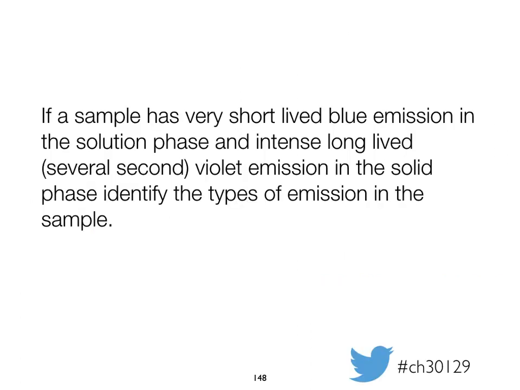So again, I've included one of these Twitter questions. This is kind of a proper problem-based example of what happens in the lab. So I have here a very short-lived blue emission in the solution phase, which shows a very long-lived violet emission in the solid phase. So I'm posing you the question here to combine what you've learnt, not just in this flipped video, but in the lectures. Can we identify the types of emission that we have in this sample? I'll give you a couple of hints: think about the different pathways for deactivation of my excited state and how those change between the solution and the solid phase.